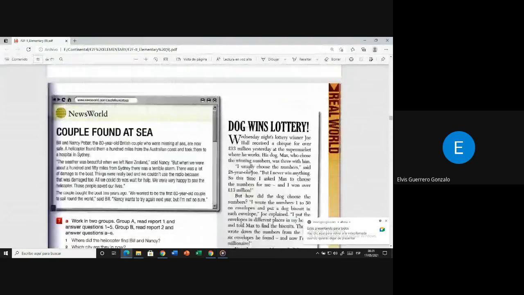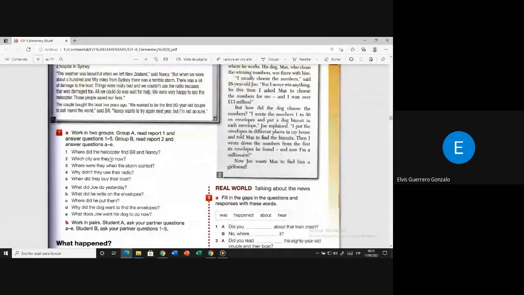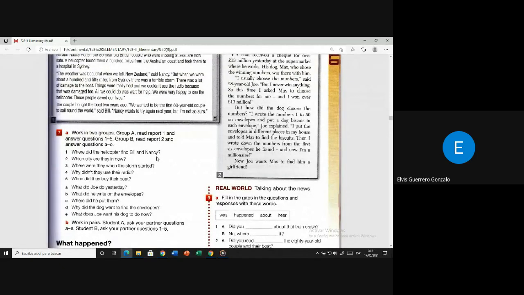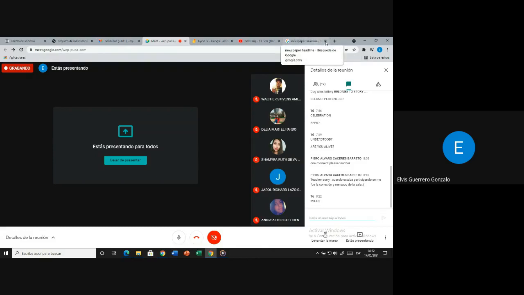Two stories, right? About a couple found at sea, about a dog who won the lottery. Where did the helicopter find Bill and Nancy? 100 miles from the Australian coast. What does mile mean? Miles. What is the meaning of miles?